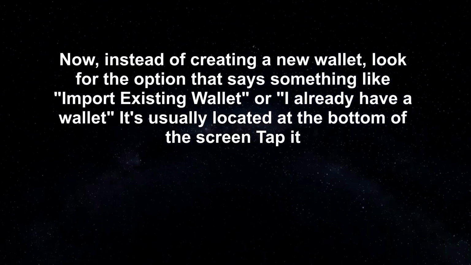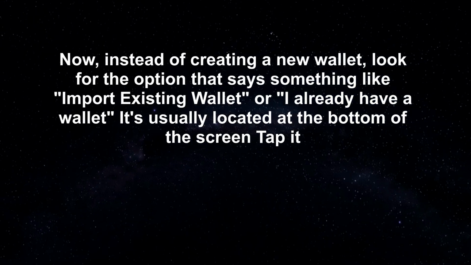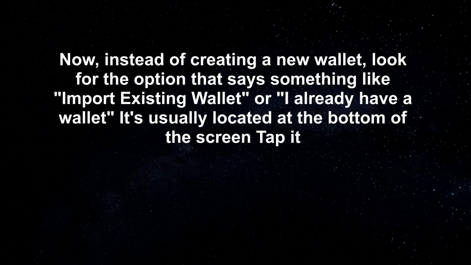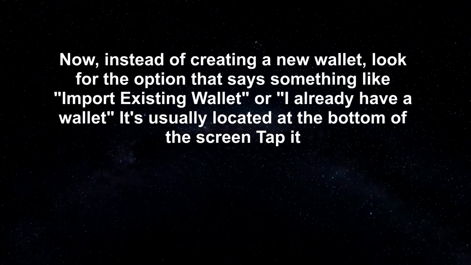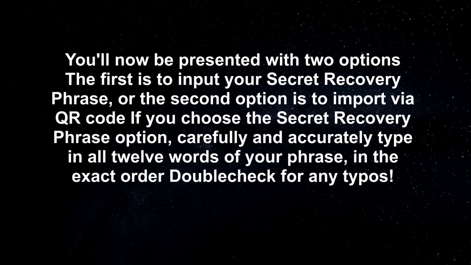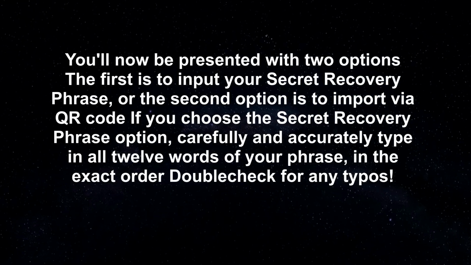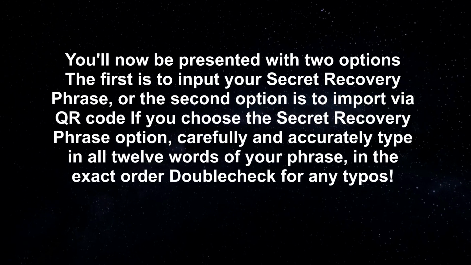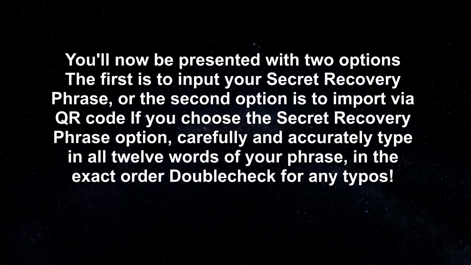Now, instead of creating a new wallet, look for the option that says something like Import Existing Wallet or I already have a wallet. It's usually located at the bottom of the screen. Tap it. You'll now be presented with two options. The first is to input your secret recovery phrase, or the second option is to import via QR code.